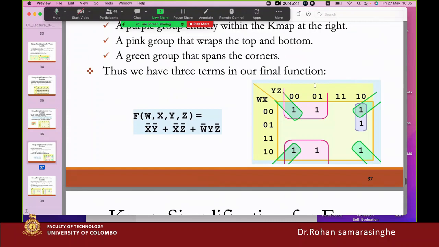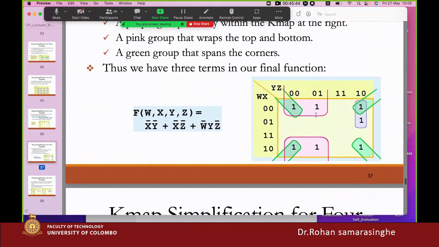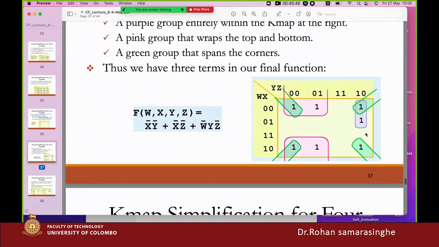Okay, we can group like this. Then get the four corners together and wrap around the group. Create the large group like this, and these two can be grouped as another group, so that we can get the simplified one: x bar y bar plus x bar z bar plus w bar y z bar.